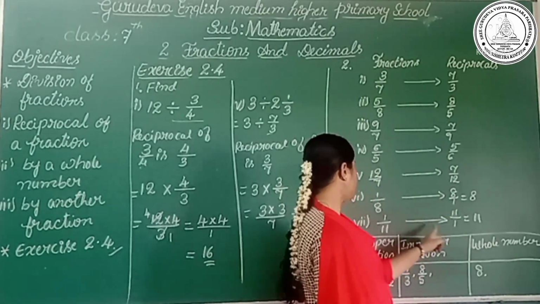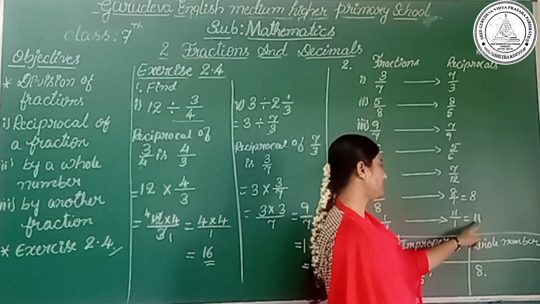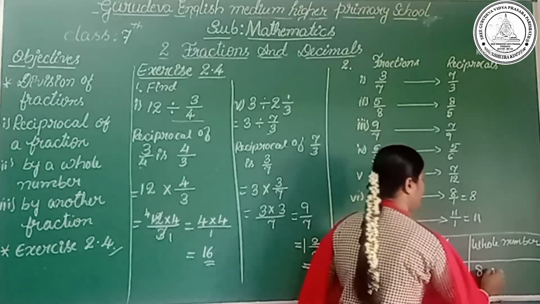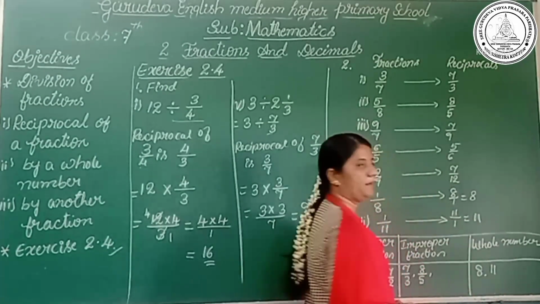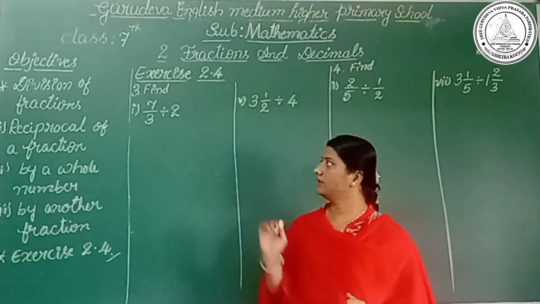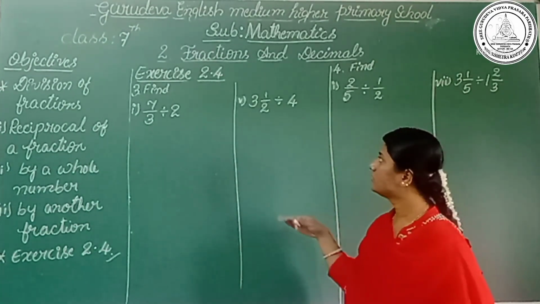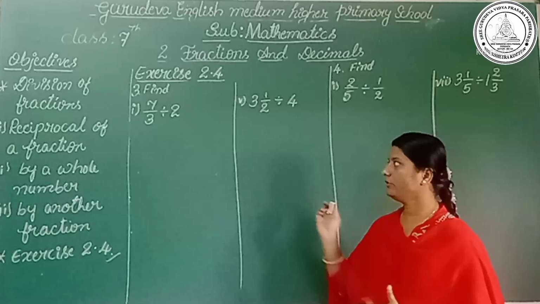Then the reciprocal of 1 by 11 is equal to 11. So 11 is the whole number. Okay. The third one is 5. So for the following fractions we have to divide.